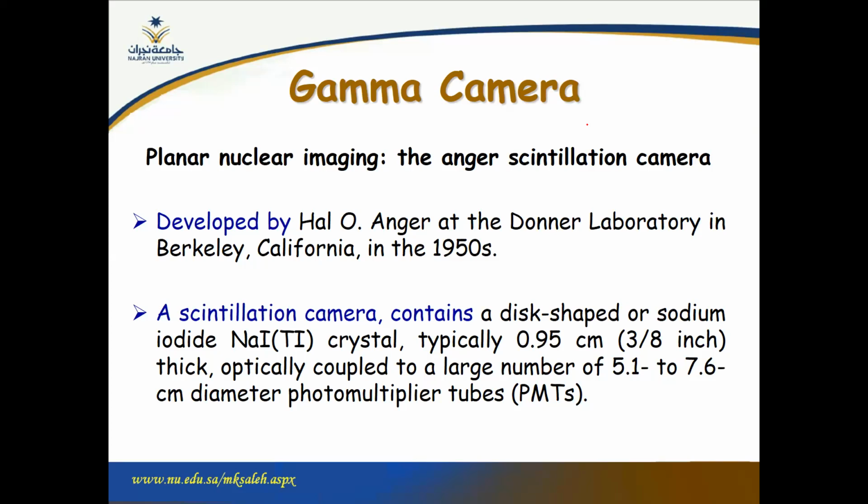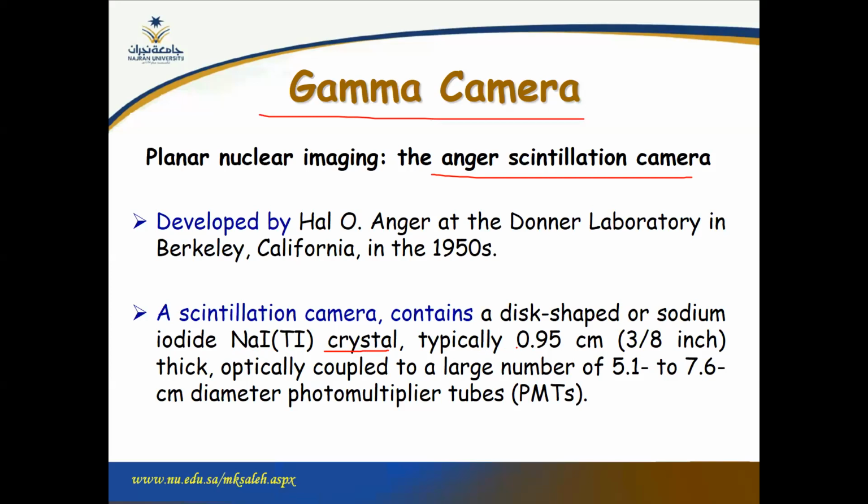And this type of imaging, we call it planar nuclear imaging. And this type of camera, in other references, you can find it under a different name like Anger camera, Anger scintillation camera, or scintillation camera. It was developed by Hal Anger at Donner Laboratory in California in 1950. It consists of a crystal. We call this crystal a sodium iodide crystal.